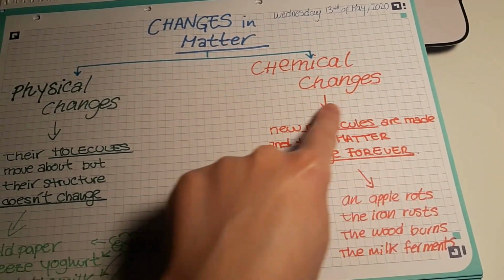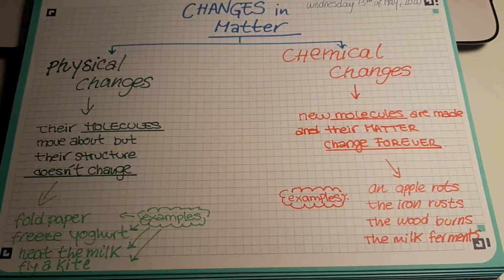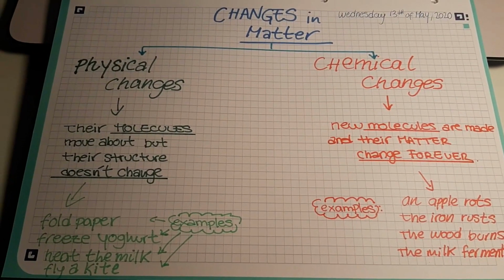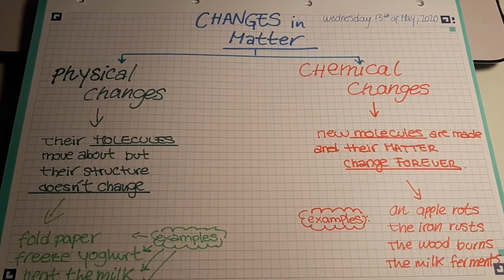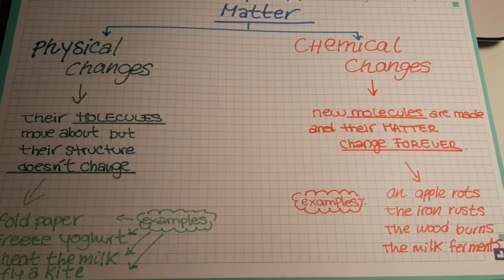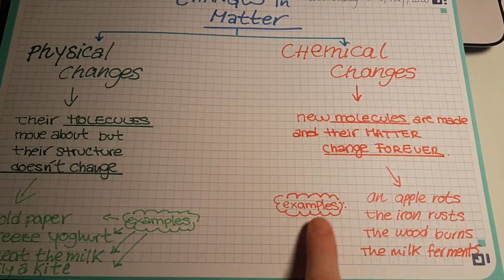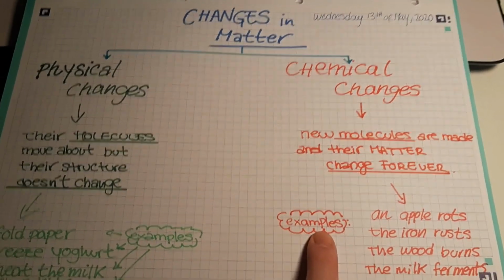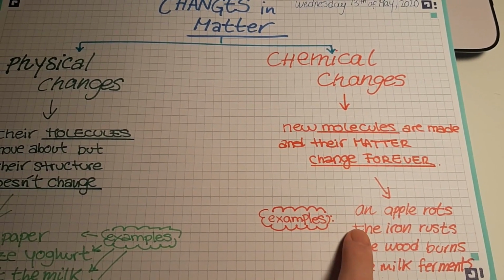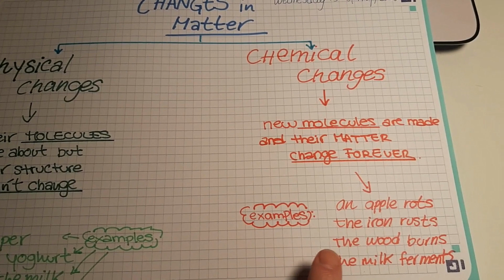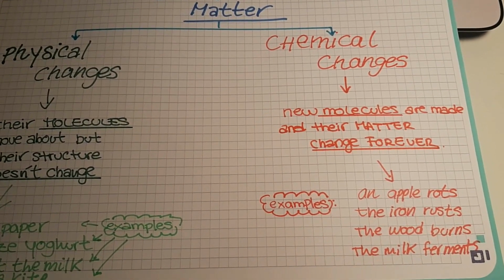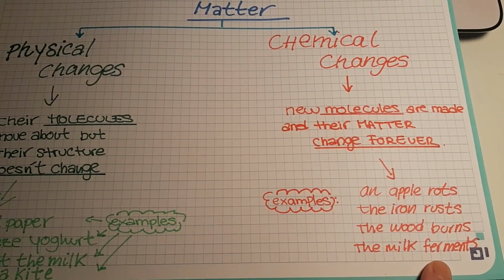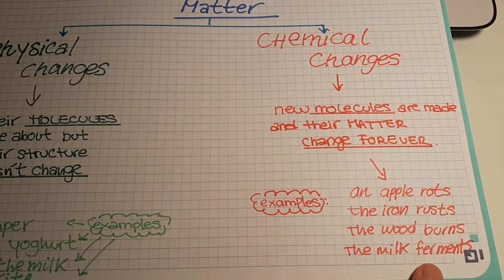But when we have a chemical change, everything changes forever because it's going to be a new matter. For example, if you burn the paper, it's not going to be paper anymore. It's going to be ashes or fire. Okay? Some examples: when we have a chemical change, we have new molecules that are made, and the matter is going to be different forever. For example, when an apple rots, or the iron rusts, or when the wood burns, it's different. And when the milk ferments, for example, we can ferment the milk and create yogurt or cheese. So it's going to be different forever.